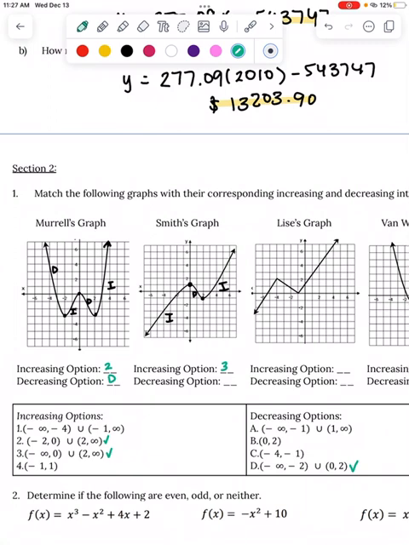Decreasing, it's just that little chunk from 0 to 2. 0 to 2, so that would be B.